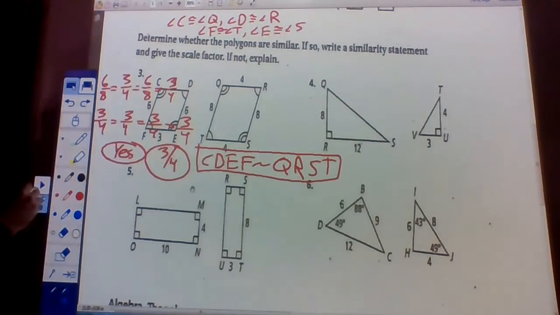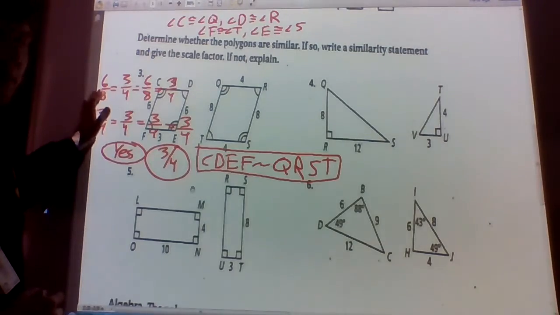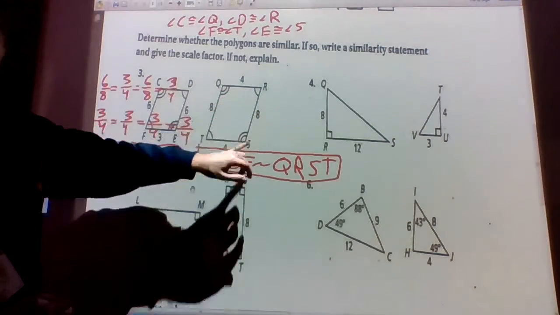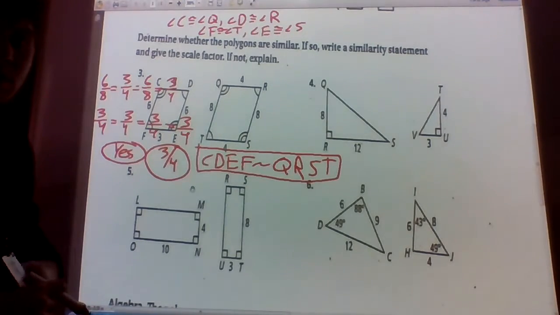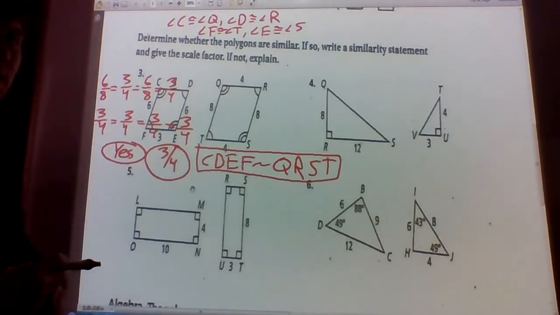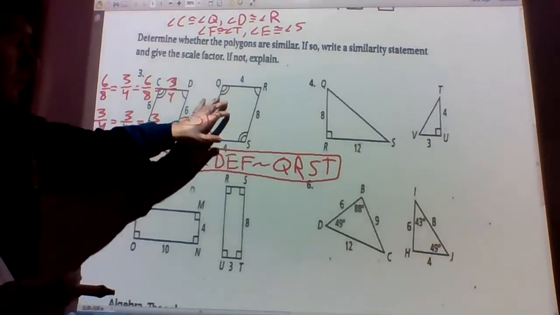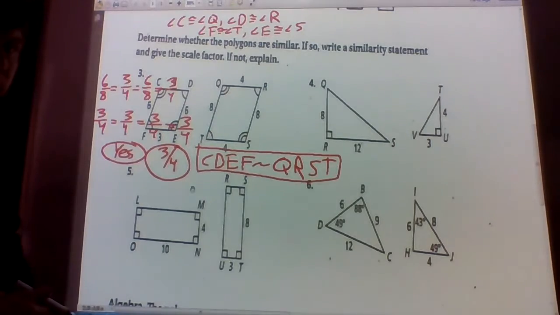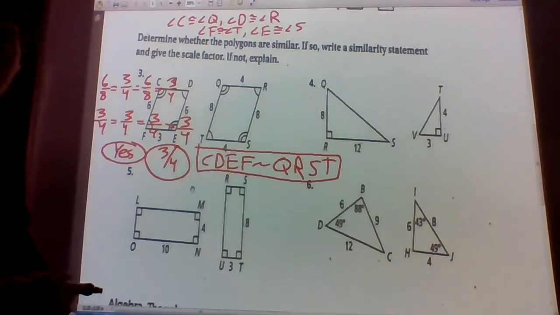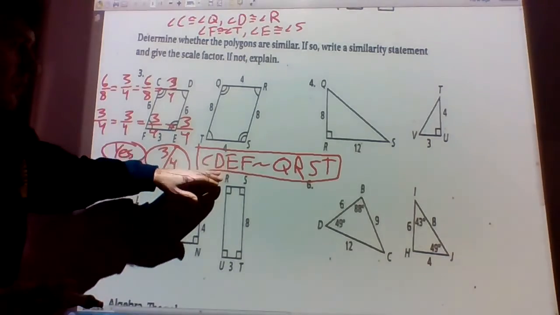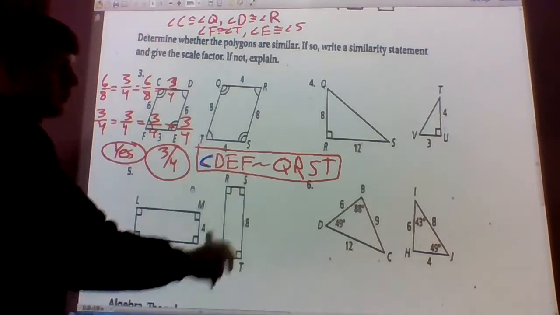So they were similar because their angles were congruent and their sides were proportional. We knew the angles were congruent because of the arcs that were shown in the diagram. And we knew the sides were proportional because all the ratios of the corresponding sides were equal. Every single one increased by 4/3 this way, or decreased by 3/4 going this way. And that ratio was the scale factor, also known as the similarity ratio. And then our similarity statement was CDEF was similar to QRST.